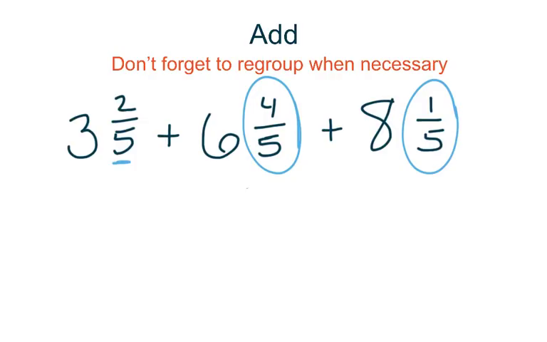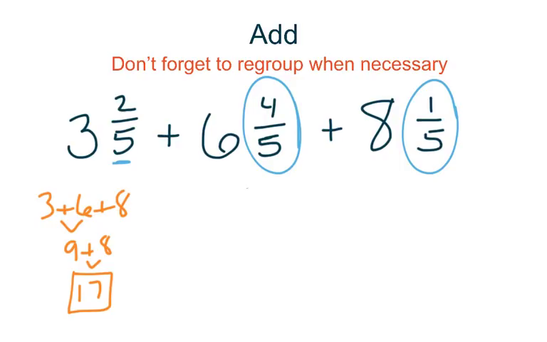I'm going to go ahead and add all my wholes. So I have 3 plus 6 plus 8. And when I add 3 plus 6, I get 9, plus 8 is going to give me 17. Notice how I didn't try and add all 3 of those numbers at once. I just took it step by step.